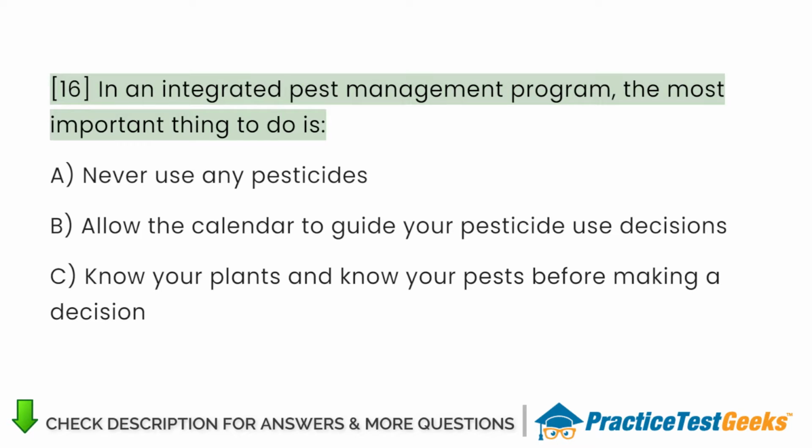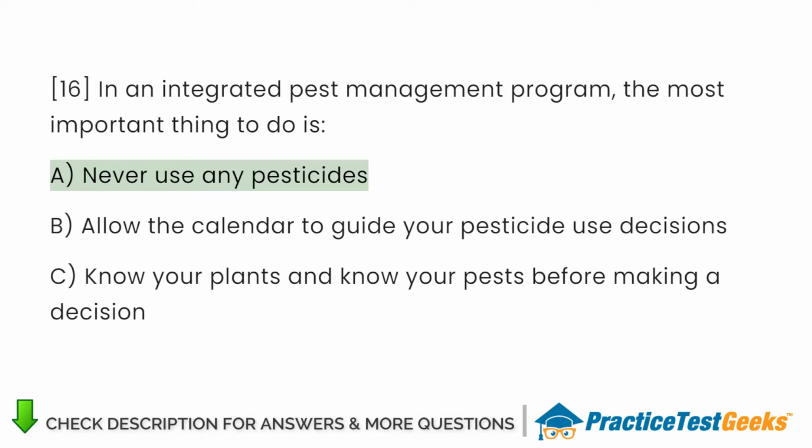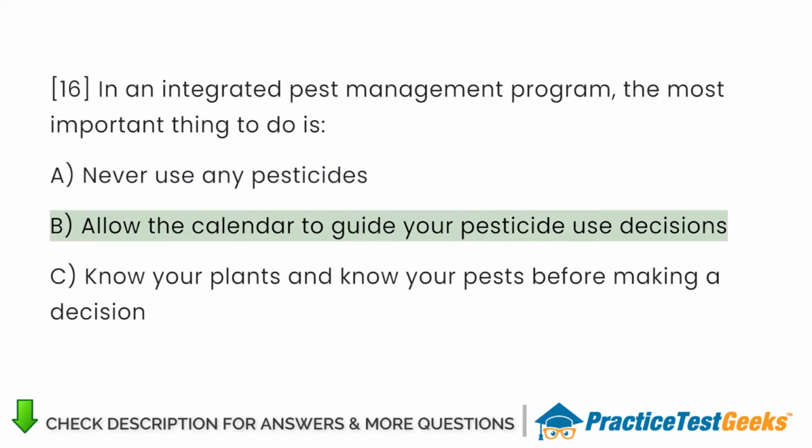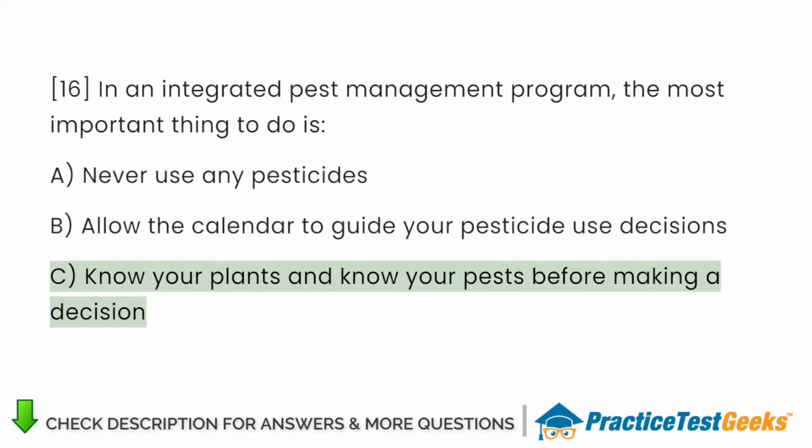In an integrated pest management program, the most important thing to do is A. Never use any pesticides. B. Allow the calendar to guide your pesticide use decisions. C. Know your plants and know your pests before making a decision.